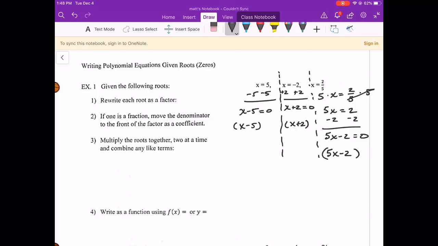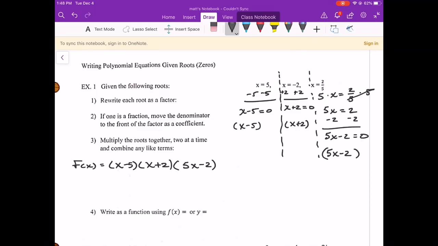So now, step 3 tells me to multiply the roots together, 2 at a time, and combine any like terms. So that means that I'm going to take it out of factored form and put it into standard form. All right, so right now I'm looking at something that's f of x equals x minus 5 times x plus 2 times 5x minus 2.